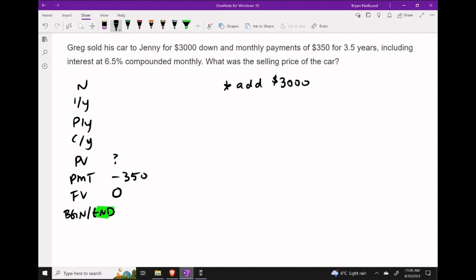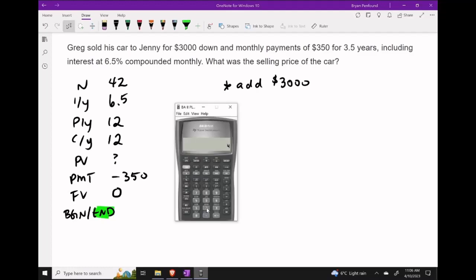And let's take a look. We're going to be making monthly payments for 3.5 years. 12 times 3.5 means we're going to be making 42 equal-sized payments. Those payments are happening monthly. It looks like our interest rate is 6.5%, also compounding monthly, so that should finish off our chart for us.